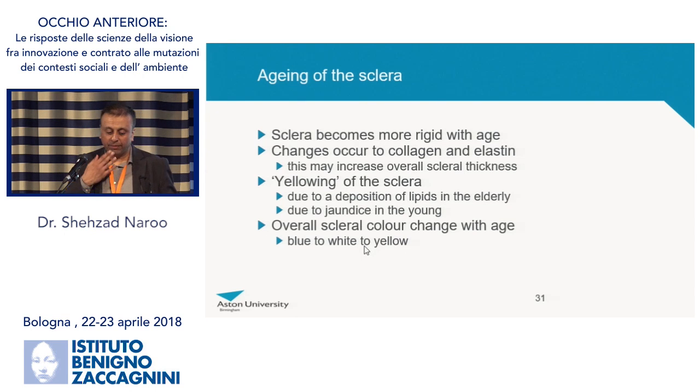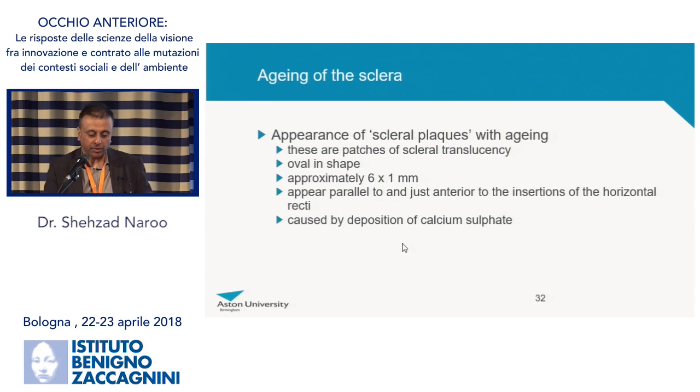Now, as the sclera gets older, it becomes more rigid. We have changes in the collagen and the elastin, and we see this yellowing of the sclera. And overall, from a child to an elderly patient, we have a change from blue sort of conjunctiva to a white to a yellow one as we get older, as the sclera changes its color. And in our older patients, you also sometimes see what we call scleral plaques. And these are patches of scleral translucency, where the sclera is very thin and the choroid is showing through. And usually they're oval in shape, they're quite small areas, and they can also be caused by deposition of calcium sulfate.